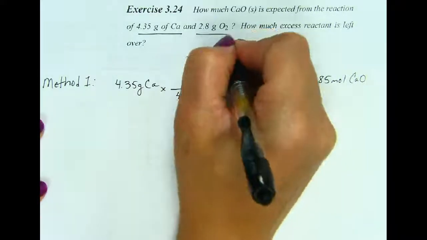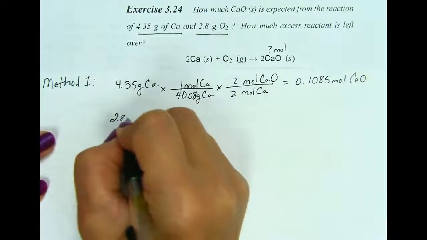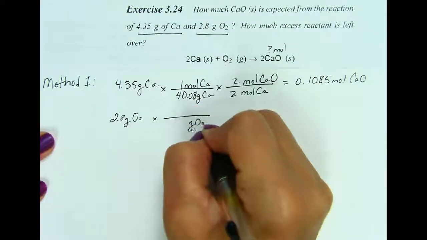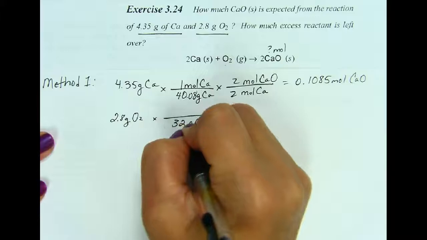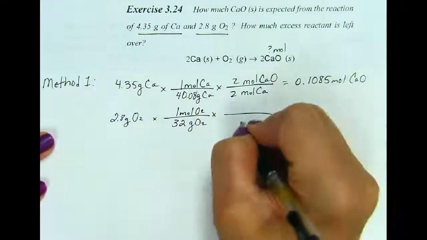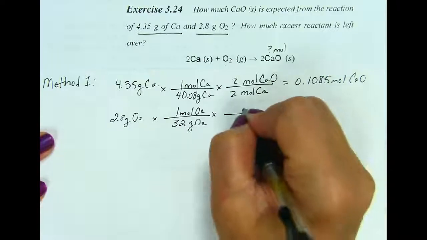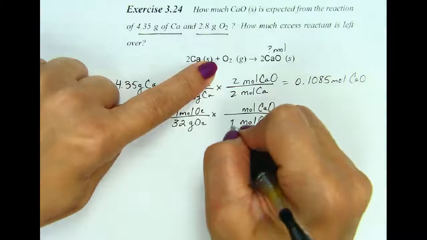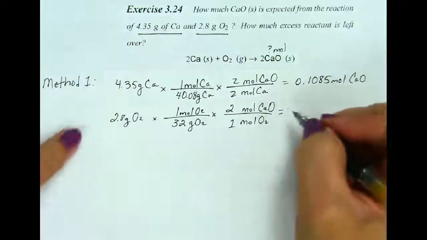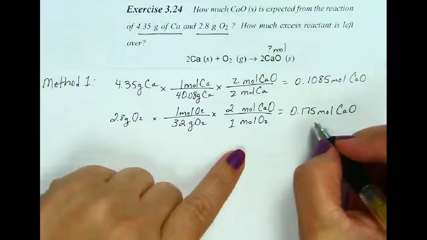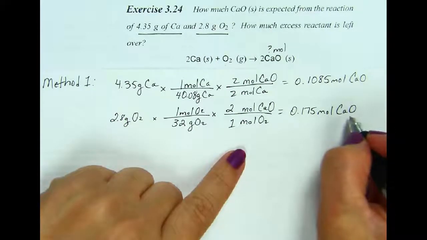Now we'll use the amount of oxygen, 2.8 grams of O2, times, draw a line, bring down grams of O2. There's 32 grams in 1 mole of O2. And then I can do my mole to mole ratio between O2 and calcium oxide. It's a 1:2 ratio. And so 2.8 times 2 divided by 32 gives me 0.175 moles of calcium oxide.